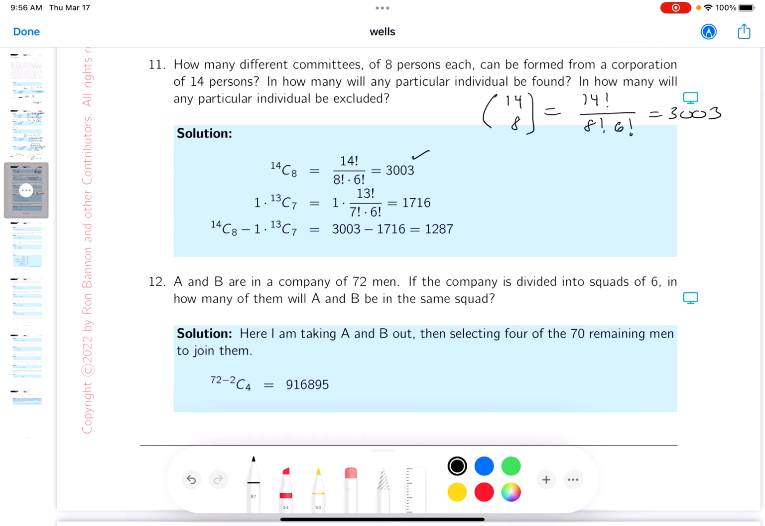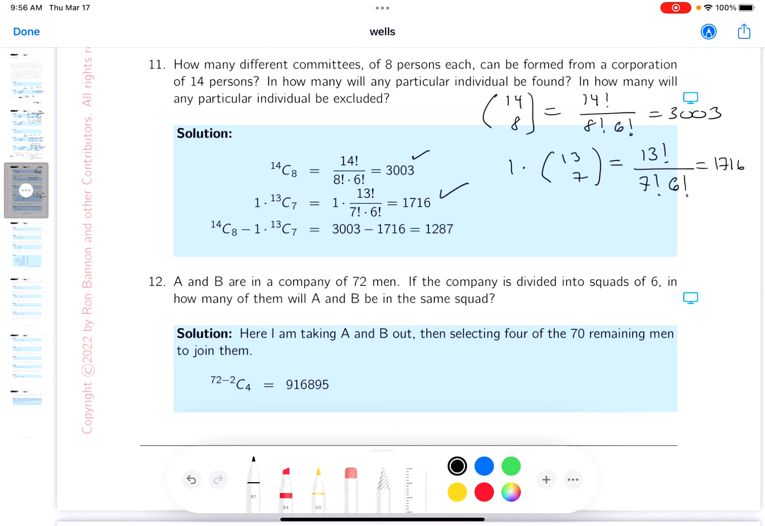The next question is, how many ways will any particular individual be found? Well, what you have to do now is pick the particular person from the 14. So I'll pick that person. There's one choice for that particular person to be chosen. Now what's left is 13 people. And how many people do you need to choose now? 7. So what's the answer over here? 13 factorial over 7 factorial, and then 13 minus 7 is going to be 6 factorial. And if you do that computation, you get 1716.